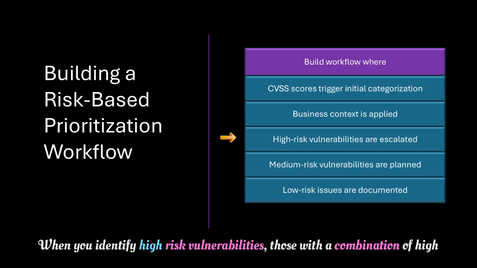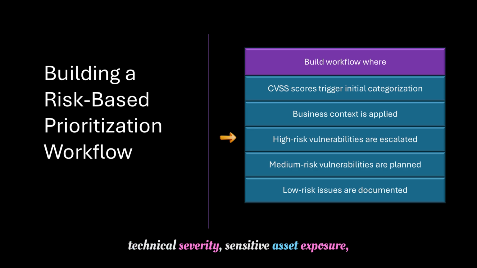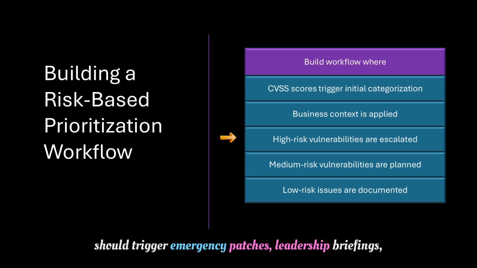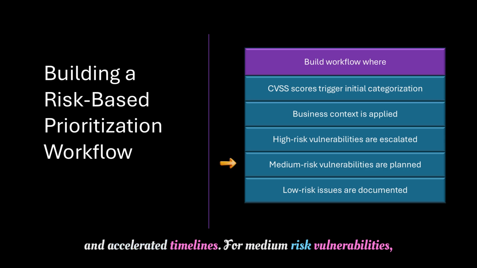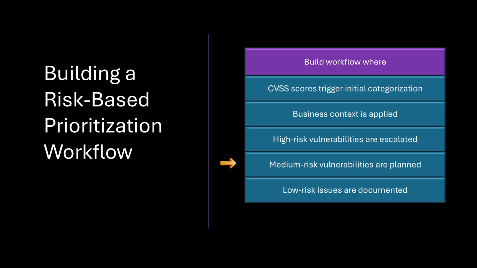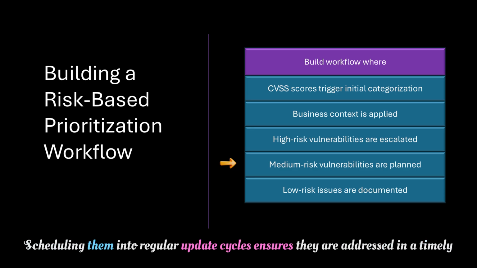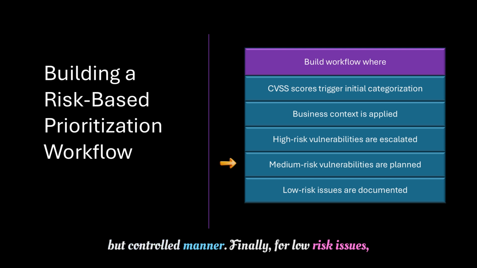When you identify high-risk vulnerabilities, those with a combination of high technical severity, sensitive asset exposure, active exploitation, or compliance implications, you need to escalate them for urgent action. These are the vulnerabilities that should trigger emergency patches, leadership briefings, and accelerated timelines. For medium-risk vulnerabilities, you should plan them into your standard maintenance windows. These are important, but do not warrant immediate disruption to operations. Scheduling them into regular update cycles ensures they are addressed in a timely but controlled manner.